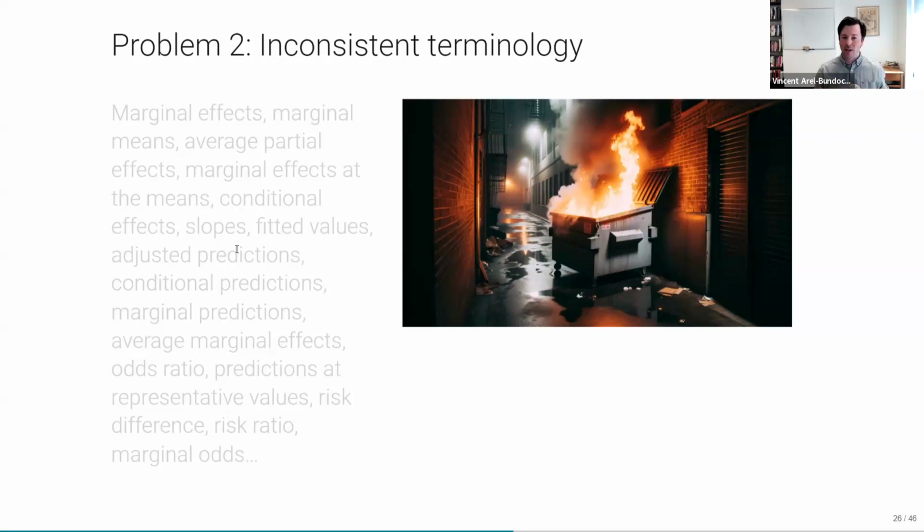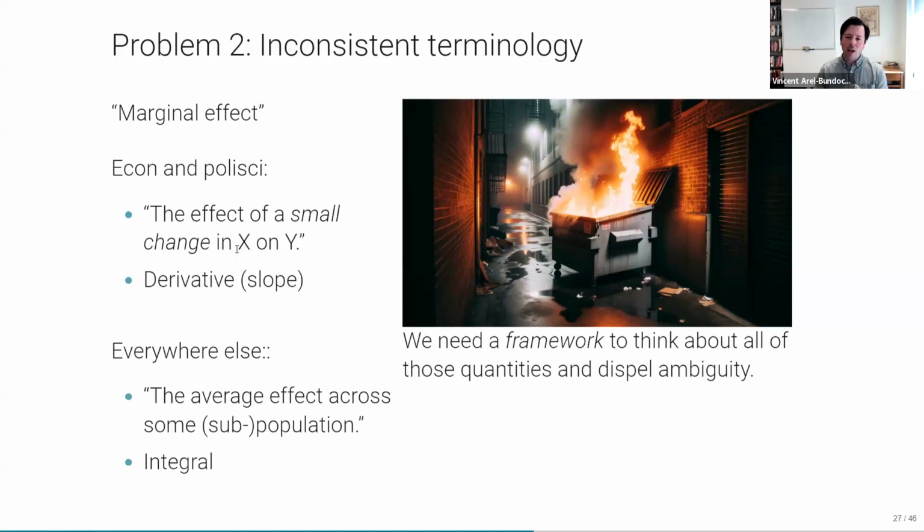So there's a ton of different words or expressions that are used when interpreting models, and this terminology is super inconsistent across fields. So what we want is really a framework to be able to think about these quantities and describe them in ways that are both accurate and transparent in order to dispel ambiguity. A lot of people take shortcuts by saying, I'm going to estimate a marginal effect, but really people don't agree on what a marginal effect is. So we need a way to describe these quantities that makes sense to everyone, that is clear, and that is precise.